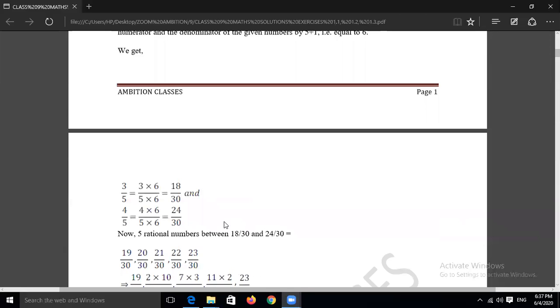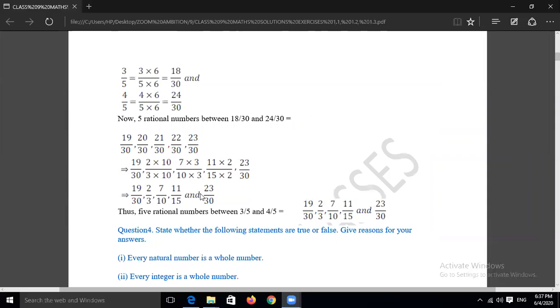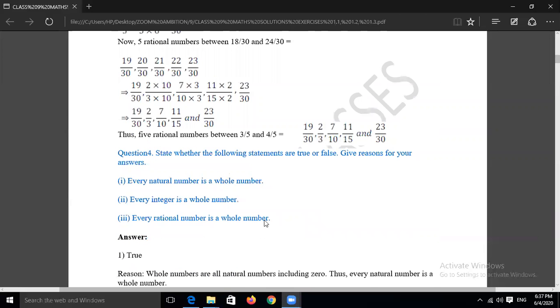Now we can get 5 rational numbers: 19 by 30, 20 by 30, 21 by 30, 22 by 30, 23 by 30. So this one, we can write here. Okay, so these are the 5 rational numbers. Now we'll discuss a few more questions.